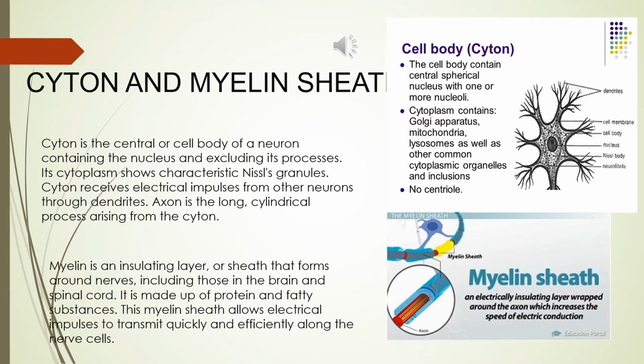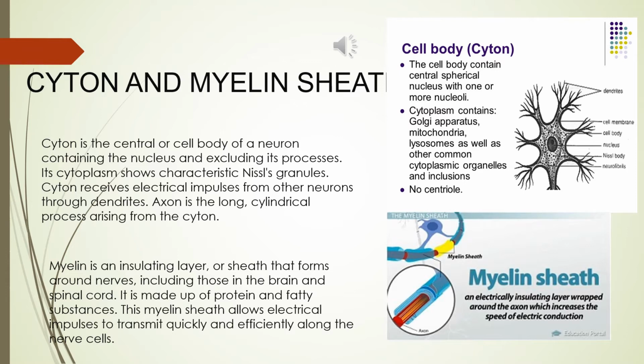See the diagram beside this. Cell body or cyton. The cell body contains a central spherical nucleus with one or more nucleoli. Cytoplasm contains Golgi apparatus, mitochondria, lysosomes as well as other common cytoplasmic organelles and inclusions, and no centriole is present. Diagram is there. Branches are called dendrites, axon starts, nucleus is also there, and the spotted things are called Nissl's bodies or Nissl's granules.